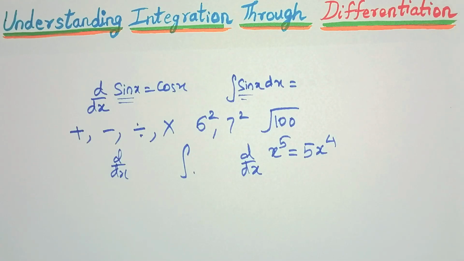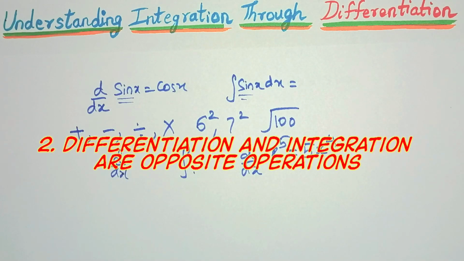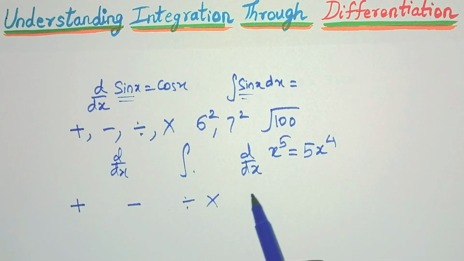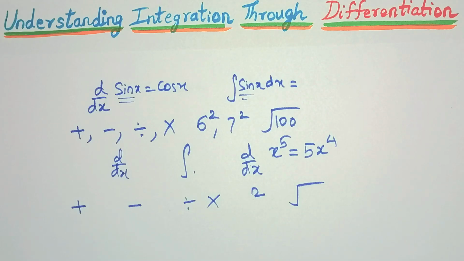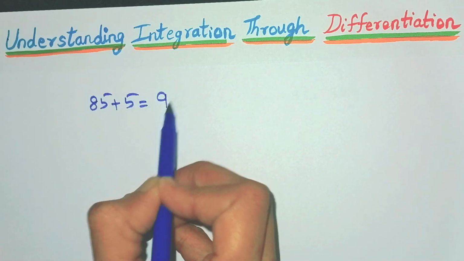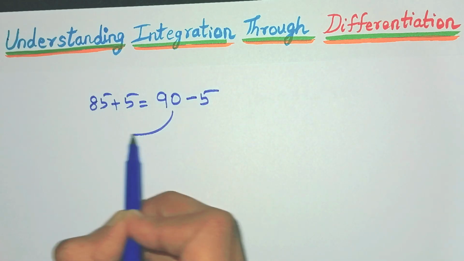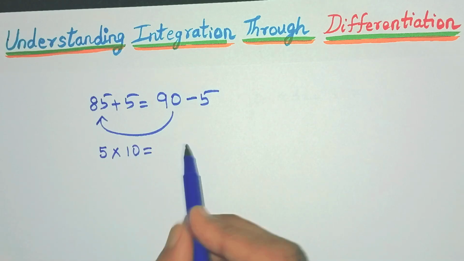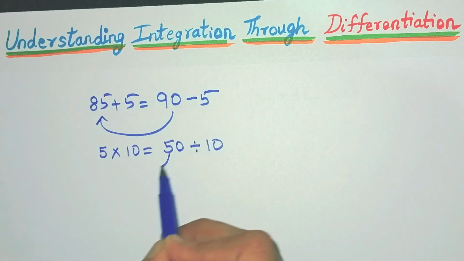Okay, now the second point to understand is that differentiation and integration both are completely opposite mathematical operations. You know that very well: in lower grades we have learned that addition and subtraction are opposite of each other. Division and multiplication, square and square roots, cube and cube roots, all these are completely opposite operations. The same way, derivatives and integrals are completely opposite operators. So friends, for example, we know that 85 plus 5 is 90. Now 90 minus 5 automatically gives you back 85. They are opposite operations. In the same way, you know 5 into 10 is 50. 50 divided by 10 gives you back 5 again.